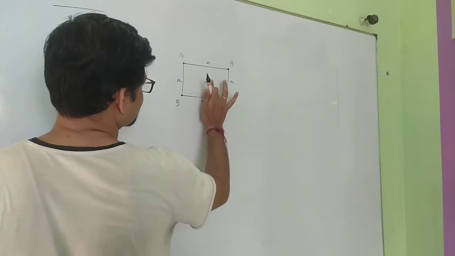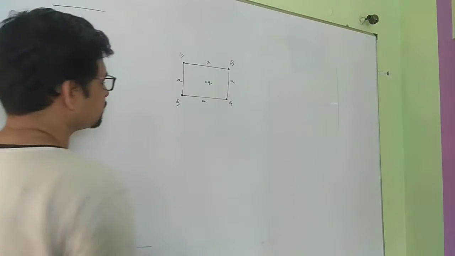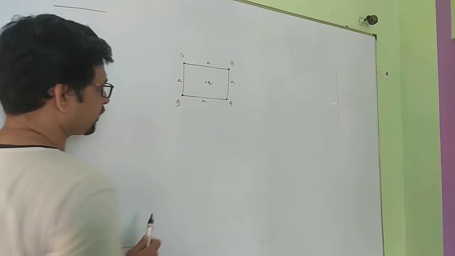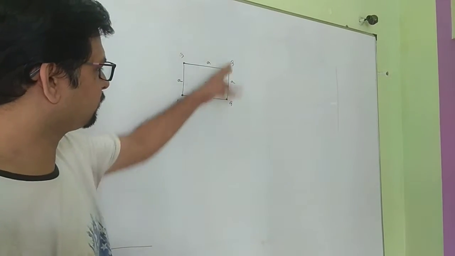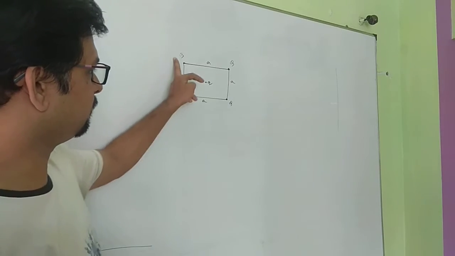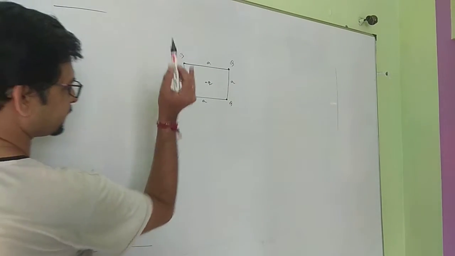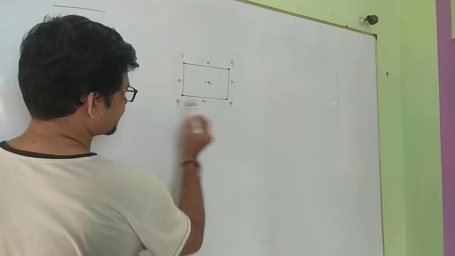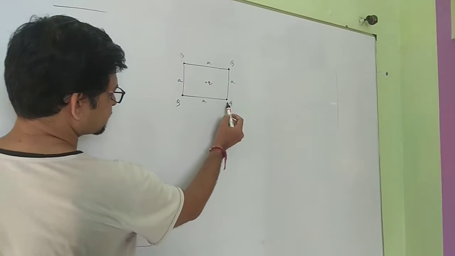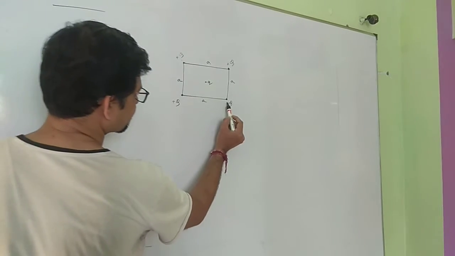Let us first assume that the charge at the center is small q. Now let us find out the net force on any one of the charges. Because all of them are symmetrically distributed, let us take this one. This charge will experience a force due to this one and due to this one. These are all plus, so all forces are repulsive.